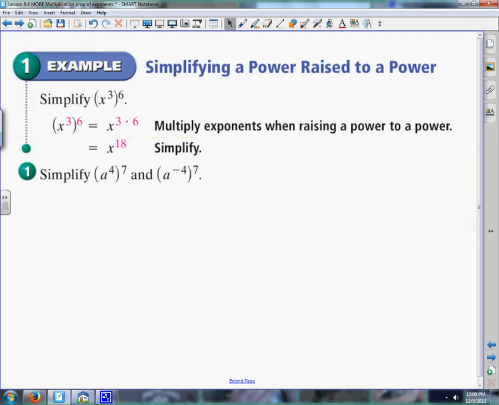So, simplifying a power raised to a power. Instead of just writing x to the 3rd times 6, you're going to write it as x to the 18th. This is the simplified version. So try both of these problems.